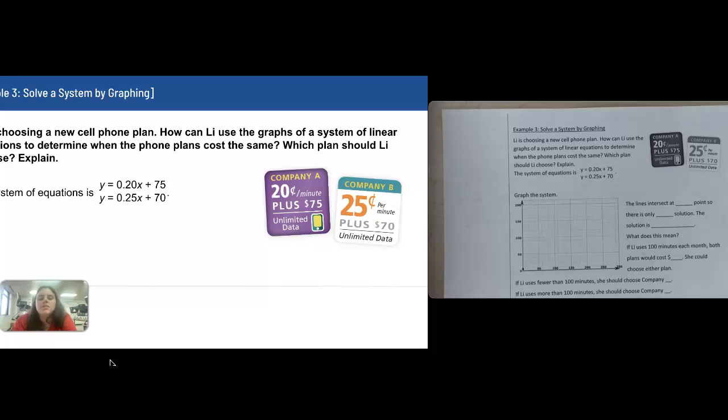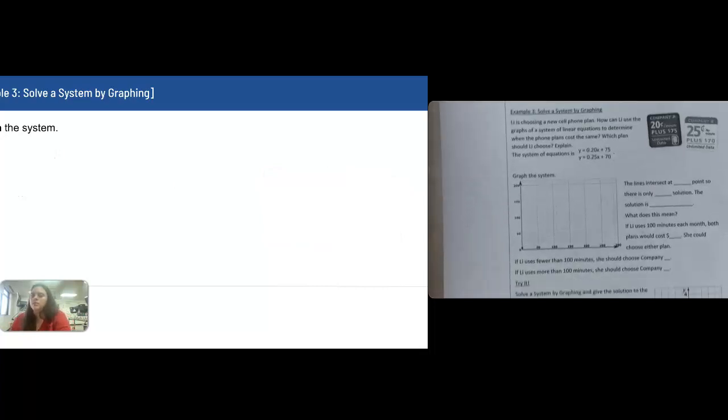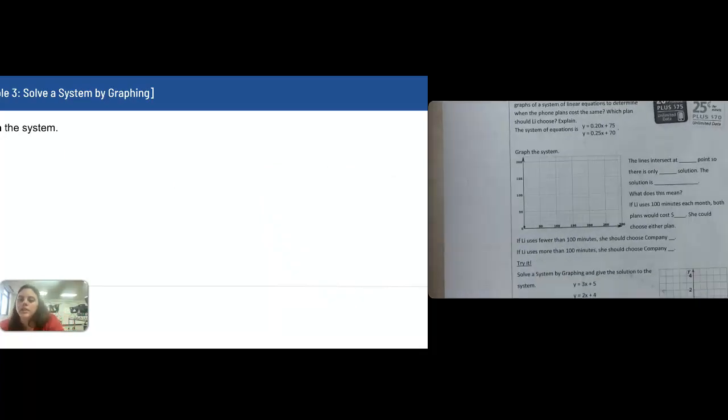The system of equations that represents this is 0.20x plus 75, so 20 cents plus 75, and 0.25x plus 70, 25 cents plus 70. We're going to graph the system. So let's take a good look in here.